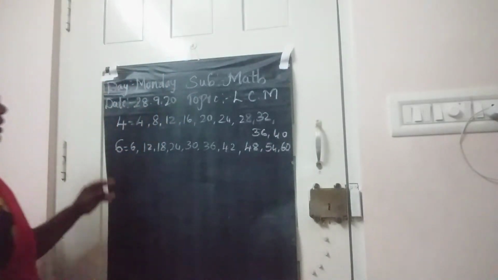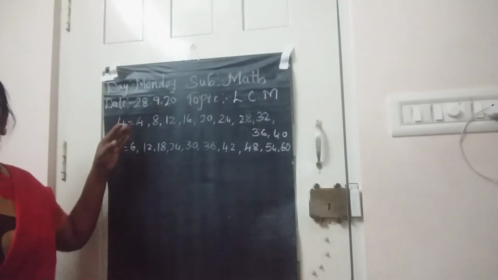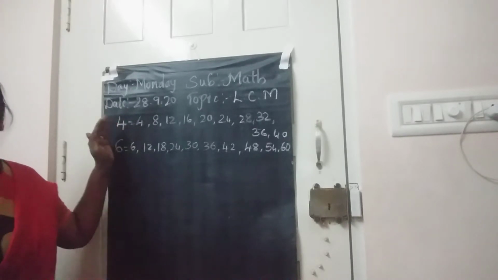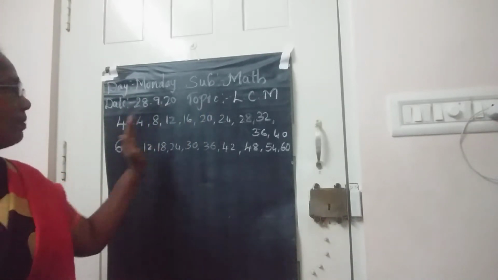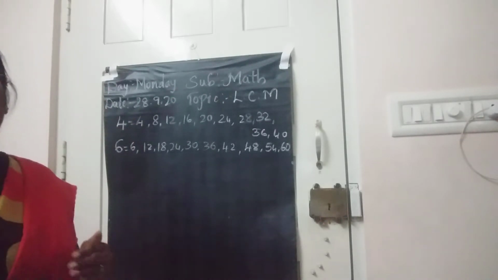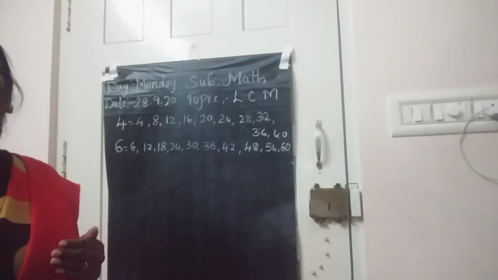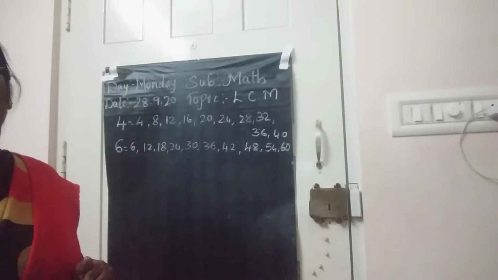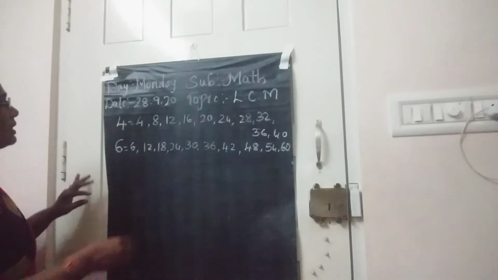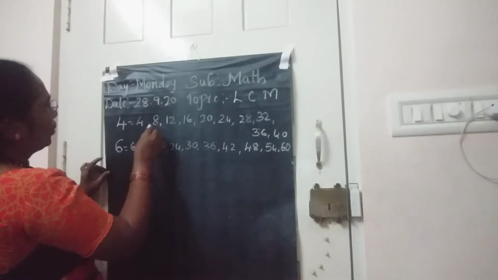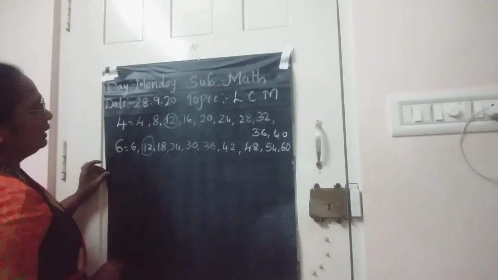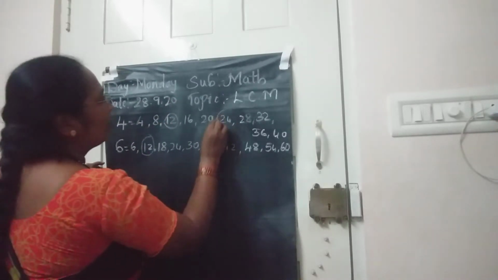Yes, children. Now, in this, we are going to see which is the common number. This is the multiples of 4 and 6. Now we have to see which are the numbers that are the same. Is 4 there? 8 there? No. 12 is there. Yes, 12. Then 24.